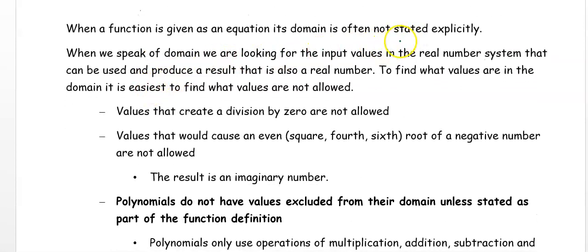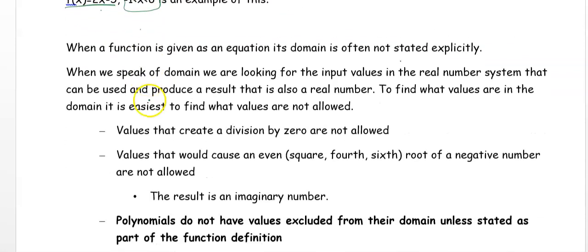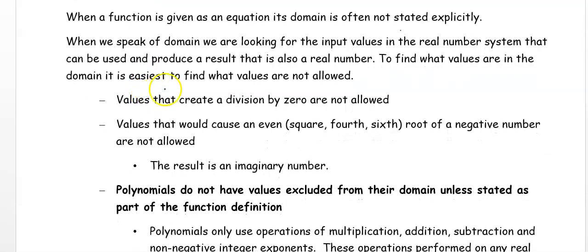What if it's not stated explicitly? How can I figure out what x values can be put in? So you're just told, well, you can't even use -1, but you can use any number between -1 and 6 to put into this function. But what if you're not told? How do you figure it out?